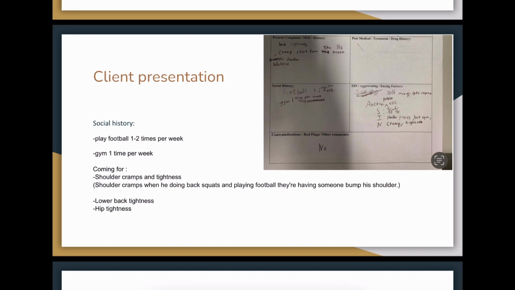Also, the shoulder clunk. The shoulder will clunk when he is doing back squat and playing football. When someone pumps his shoulder, he will clunk his shoulder. The tightness pain is pain scale 5 to 6.